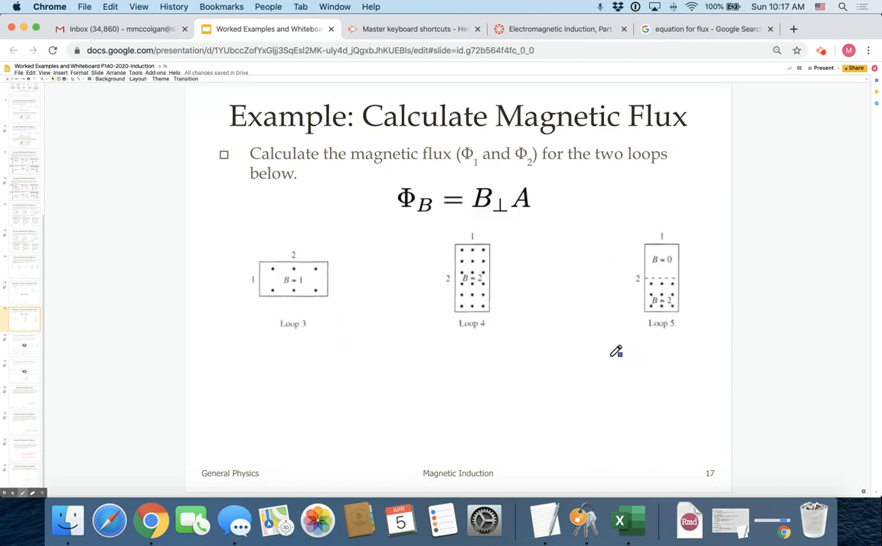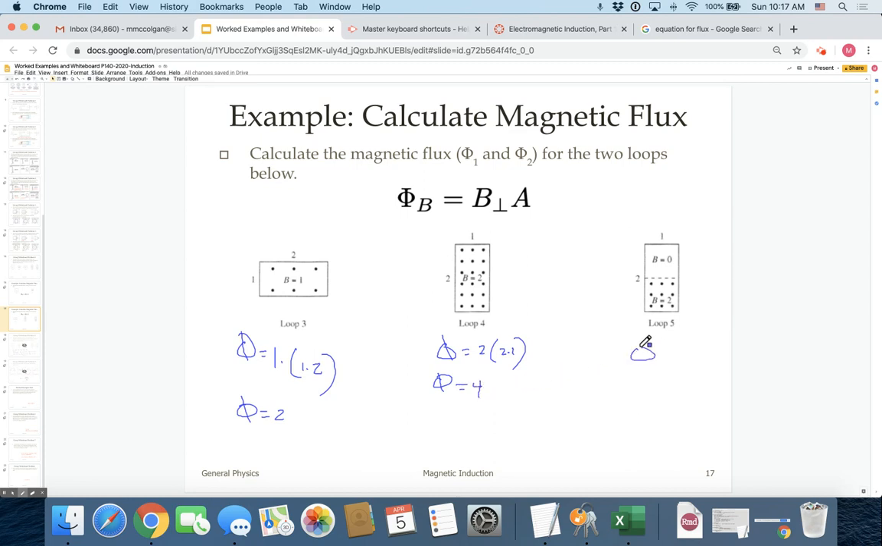Go to the next slide. In this case, our flux is going to equal B, which is 1, times the area, which is 1 times 2 for a rectangle. So our phi is equal to 2. And here our B is equal to 2 times the area, which is 2 times 1. So our flux is going to equal 4.